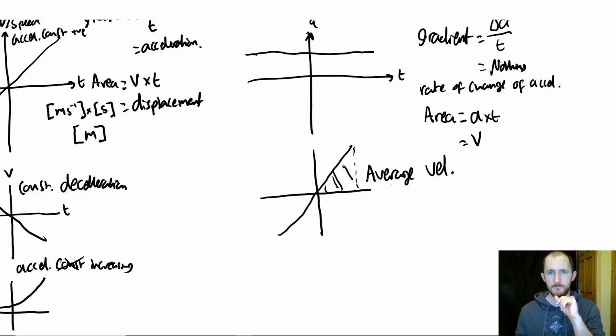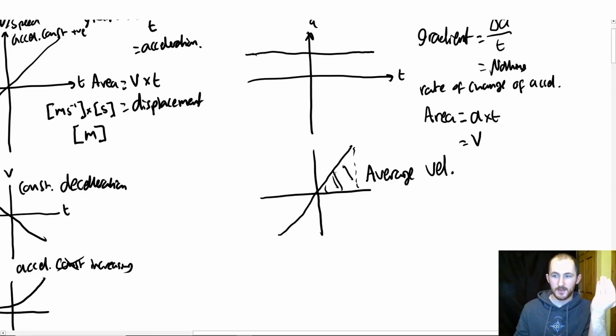Okay? Because again, if something's accelerating continuously, so the acceleration is constantly increasing, then it will be the average velocity instead, because the velocity is obviously constantly changing. You won't have it instantaneously, is what I'm getting at here.